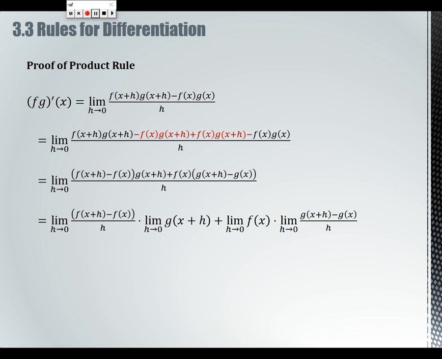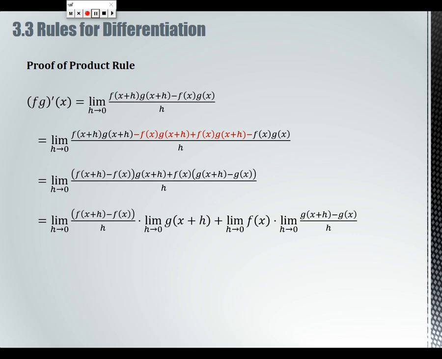I've decided to separate this now. This is the limit as h goes to 0. I'm splitting this right here at this plus sign. So over here we have f of x plus h minus f of x over h times, oh wait, we still have a g of x plus h. Is it okay if I just have the limit on both of those? Limit of the product is the product of the two limits, isn't it? So we can do that.